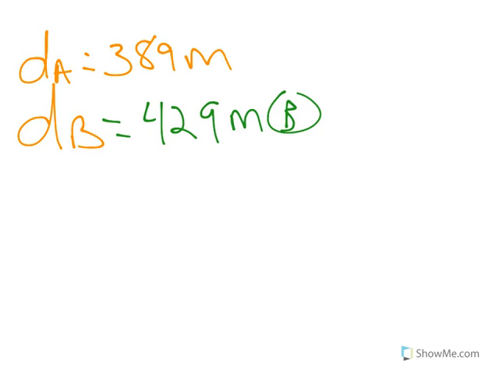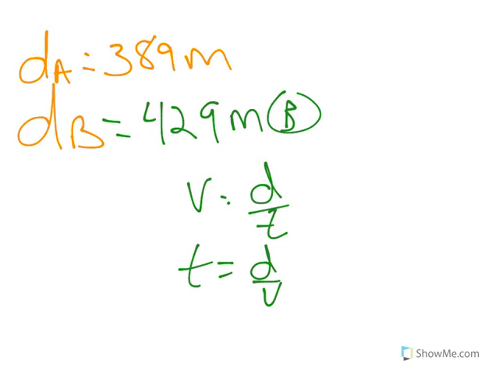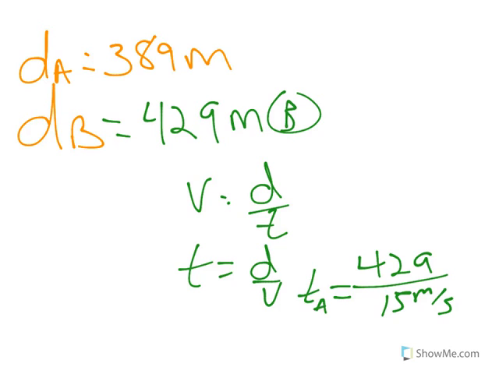How long did it take B to pass A? Well, let's just do this quick calculation. Velocity is equal to D over T, so T is equal to D divided by V. If it went 429 meters at 15 meters per second, that's the time for A, which is also equal to the time for B. And that time, it turns out, is 28.6 seconds.